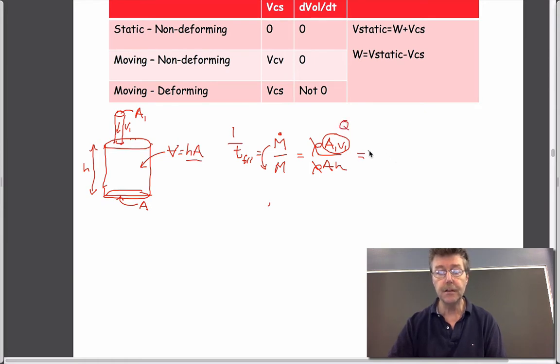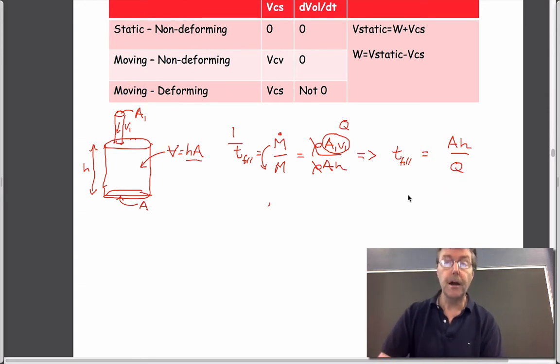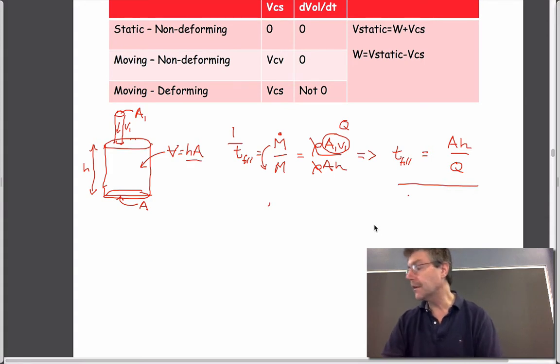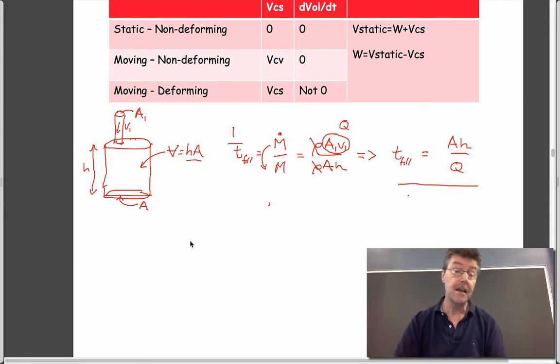And so if we look at changing this to the correct notation, the time to fill will just be 1 over this. So it's equal to the volume divided by the volume rate. Yeah. My apologies. So we could have done that. You don't need fluid mechanics to be able to do that calculation.